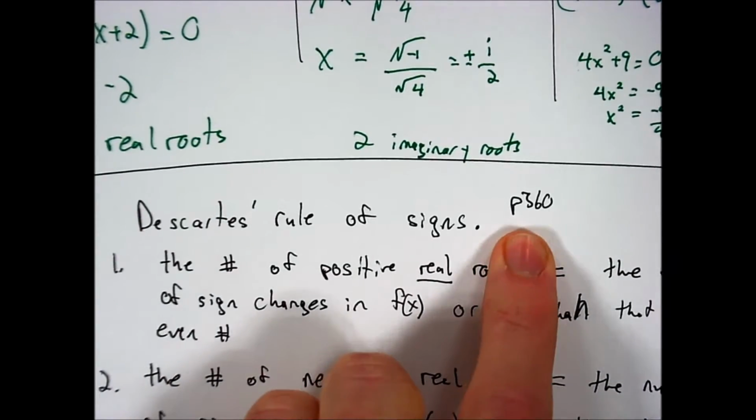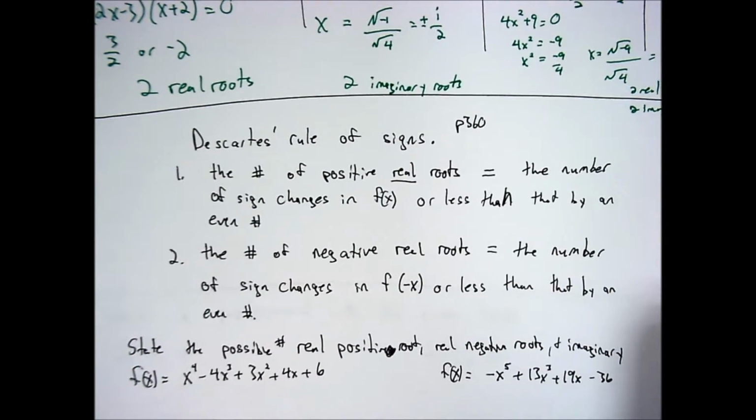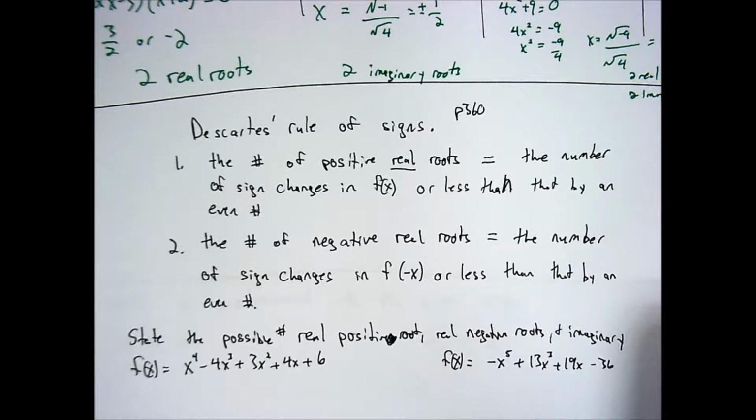The next thing we have is Descartes' rule of signs. If you can't read my handwriting, it's in the book on page 360. The number of positive real roots is equal to the number of sign changes in f of x, or less than that by an even number. So for example, if there are 8 sign changes, then you could have 8, or 6, or 4, or 2, or 0. Or if there was 5, then you could have 5, or 3, or 1. But then you would know that you couldn't have a 0 because 0 wasn't an option.